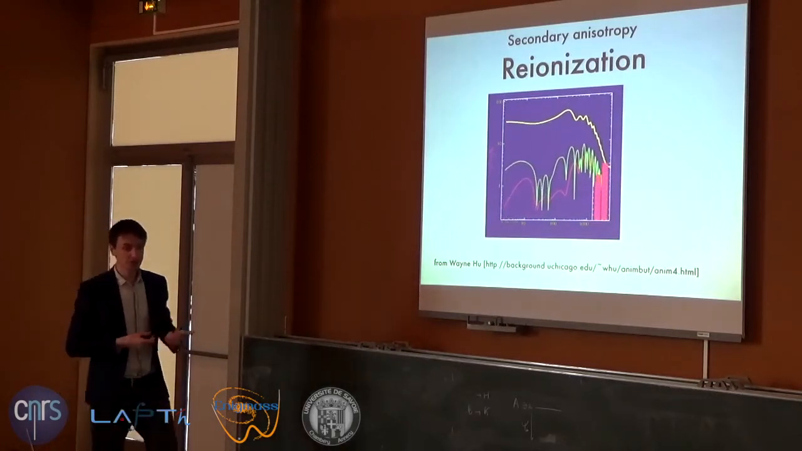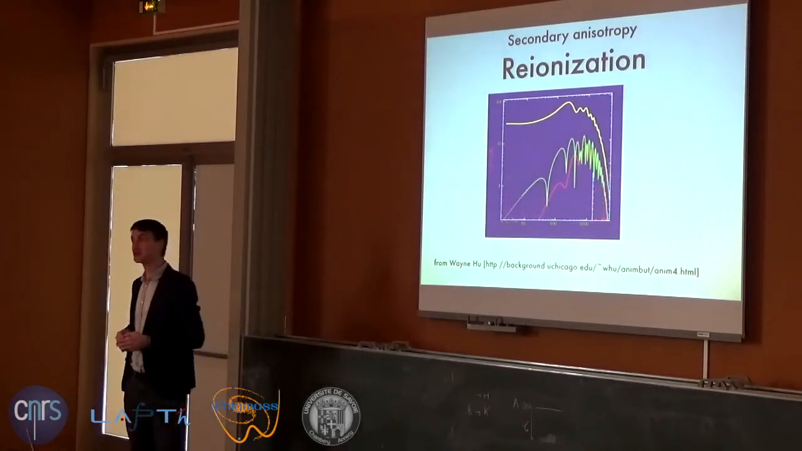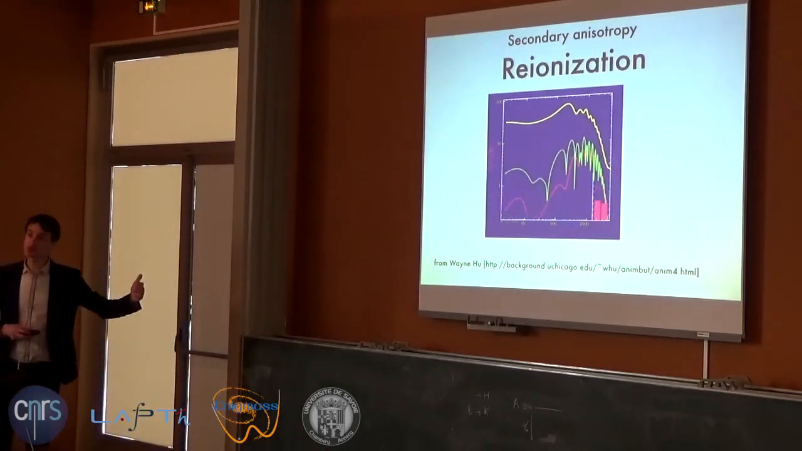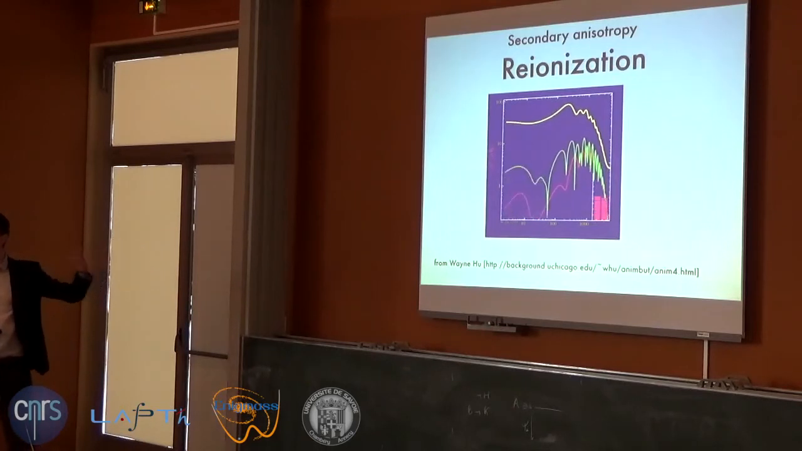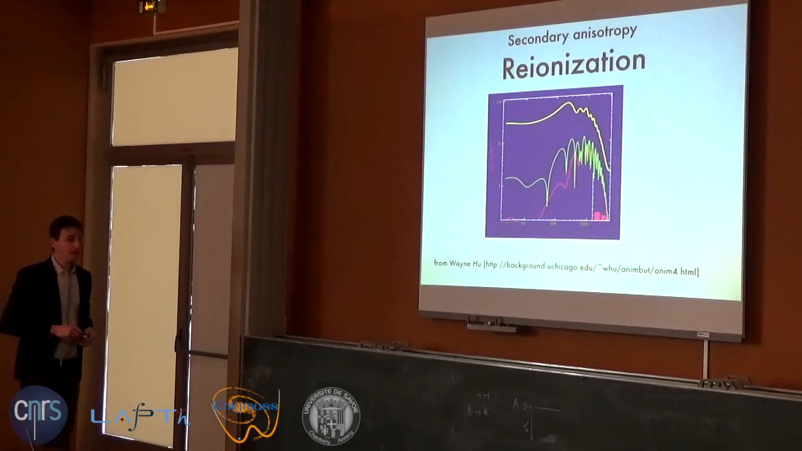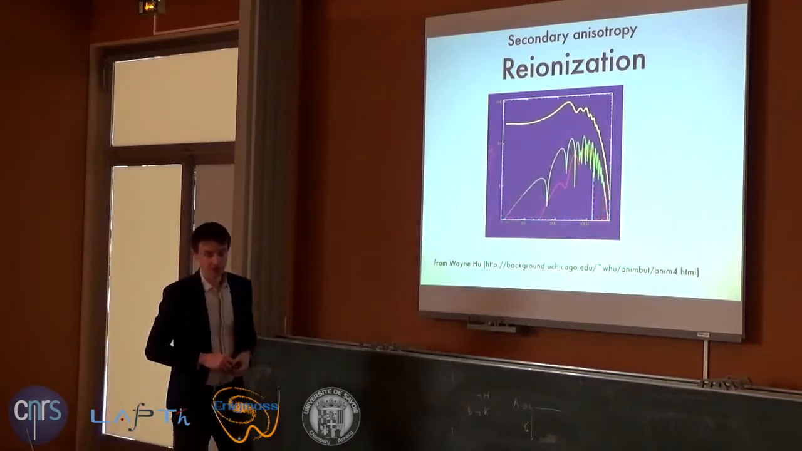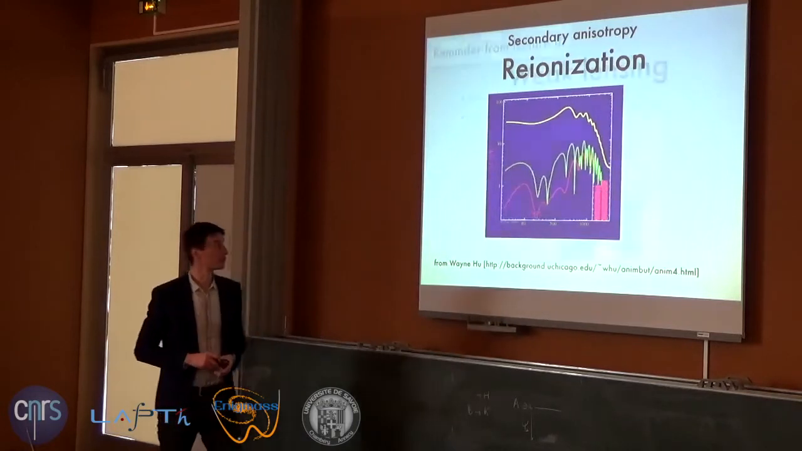So this is one source of polarization that does not come from the surface of last scattering, but that is added to the original photon fluid on its way towards us. Okay? And now I'll talk about another source of polarization that is imprinted on the photons towards us.